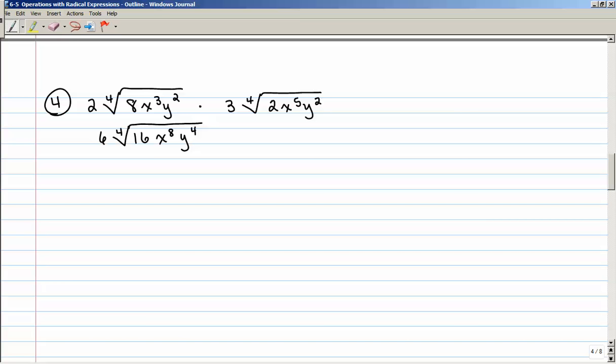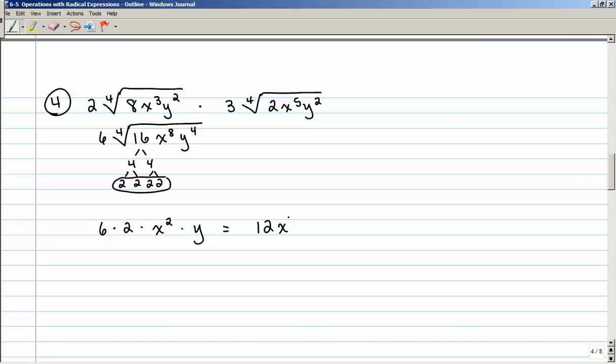Now let's simplify this. So this is going to be 6 times the 4th root of 16. I'm going to simplify 16 here. I know that's 4 and 4. I know that's 2 and 2. So the 4th root is just going to give me a 2 out front. Let's keep that 6 there. The 4th root of 16 is going to turn into a 2 out front. The 4th root of x to the 8th, I can do my division trick. That's going to give me an x squared. And the 4th root of y to the 4th, 4 divided by 4 is 1. That's going to give me a y. I can multiply those together.